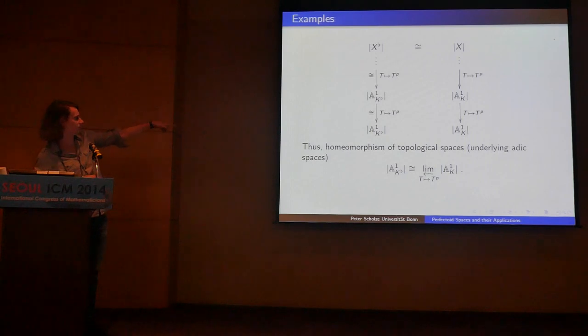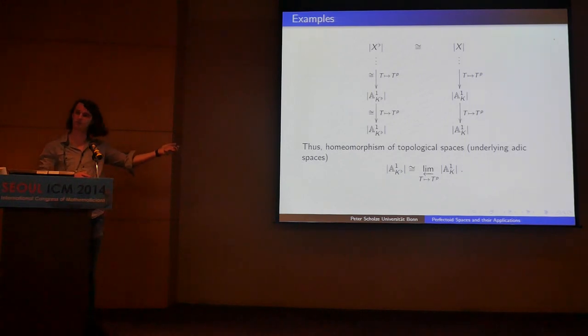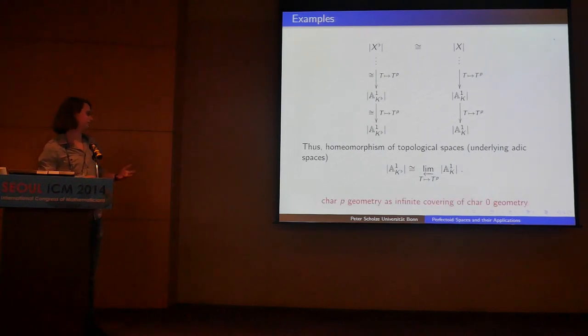And so in particular, this implies that you might identify the underlying topological space of X with the underlying topological space of this A1 over this tilted field, which gives us the homeomorphism of the topological spaces underlying the adic spaces: that the underlying topological space of A1 in characteristic p is this inverse limit of the A1s in characteristic 0. So in some sense, you can view characteristic p geometry now as an infinite covering of characteristic 0 geometry.